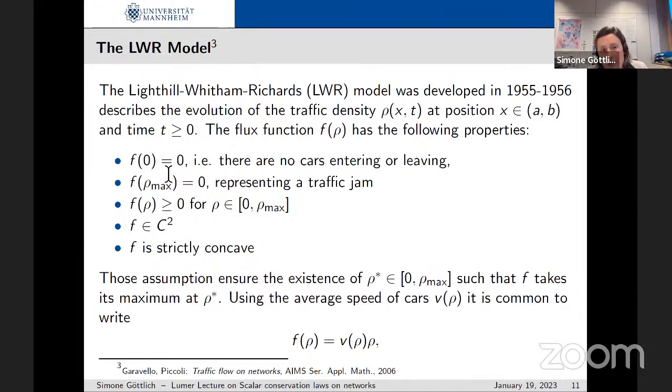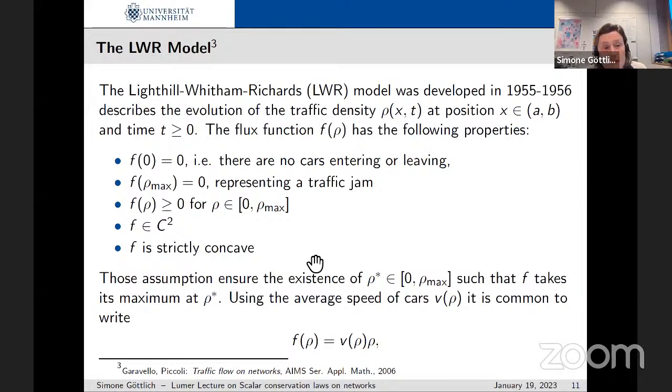And if you look at the highway, you would observe that there's a maximal density possible on the highway. And whenever this maximal density is reached, the flux gets stuck, meaning this is also 0 and would correspond to a traffic jam, you may imagine. So furthermore, we say that this f of rho is positive for the density in our interval 0 and rho max. F is 2 times differentiable and strictly concave.